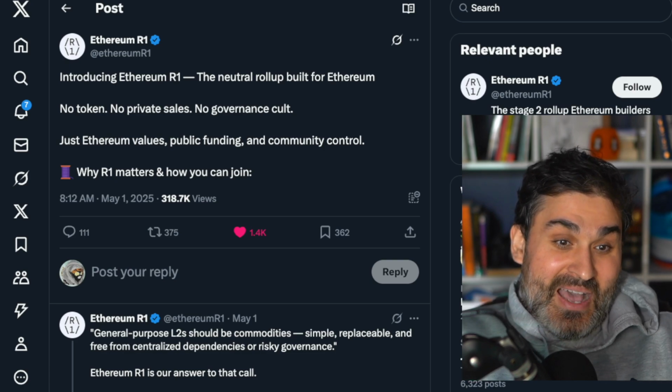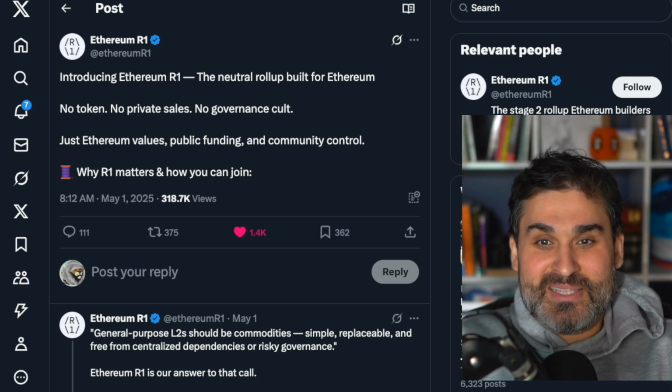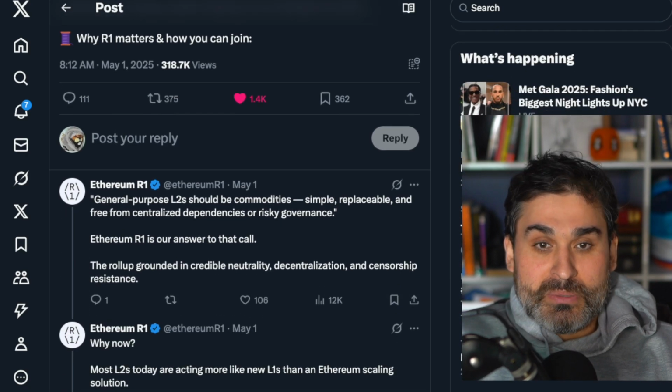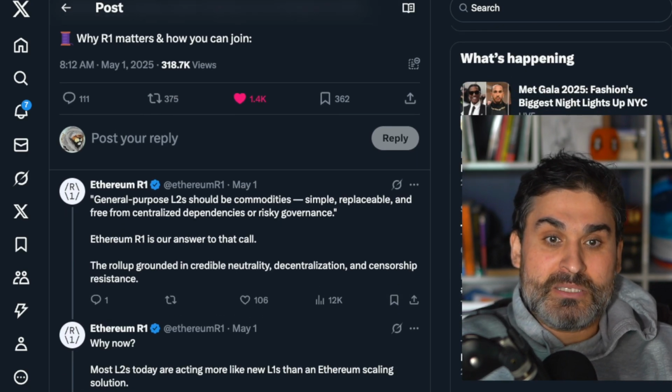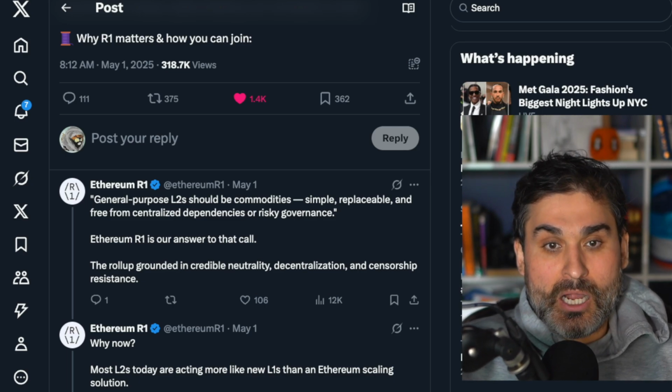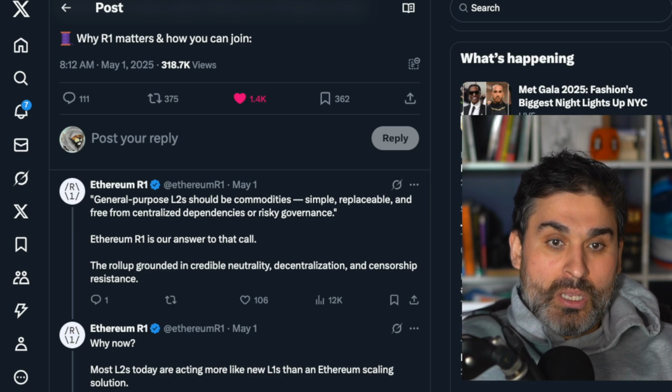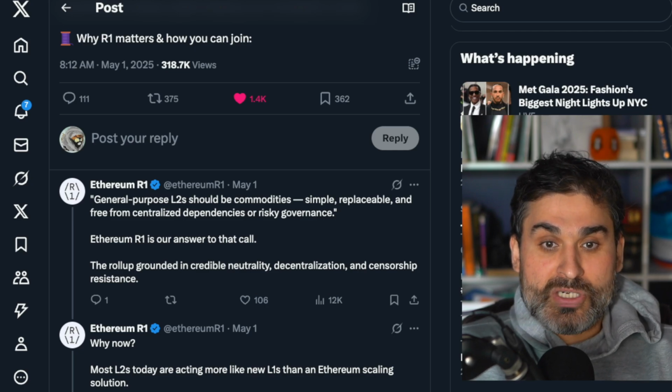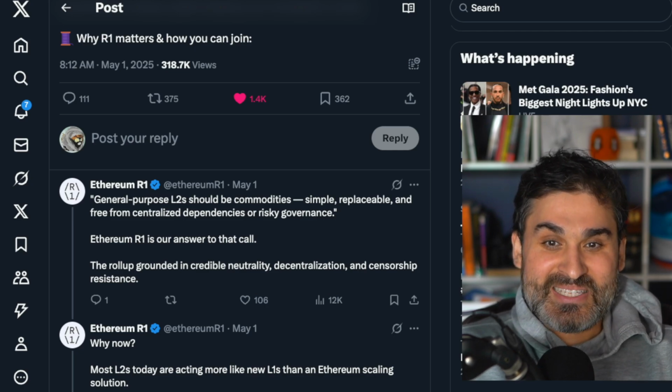So I saw this and I was totally blown away by this. This is really cool. And they're saying that general purpose L2s should be commodities, simple, replaceable, and free from centralization dependencies or risky governance. And they said that R1 is their answer to this call, a rollup grounded in credible neutrality, decentralization, and censorship resistance.